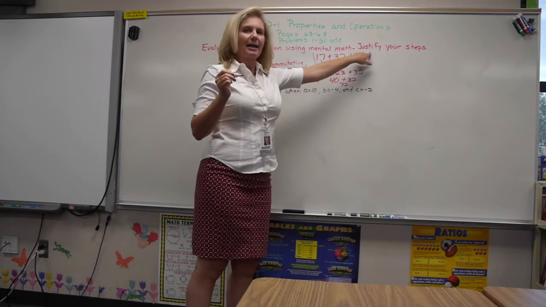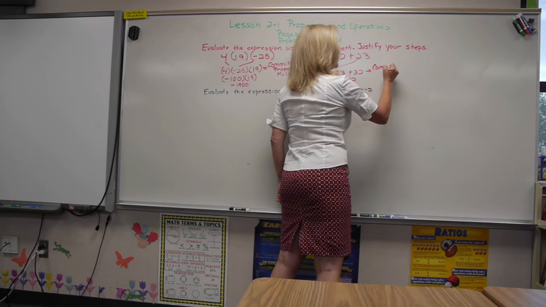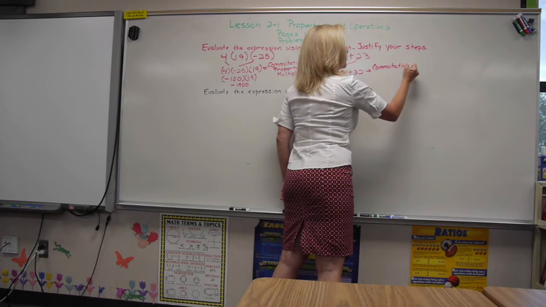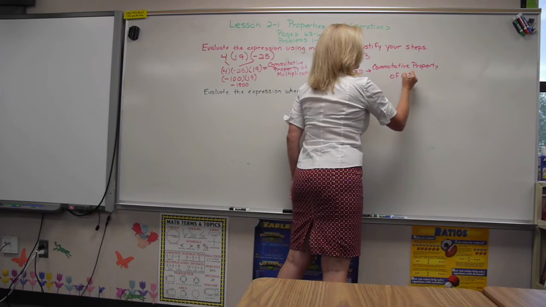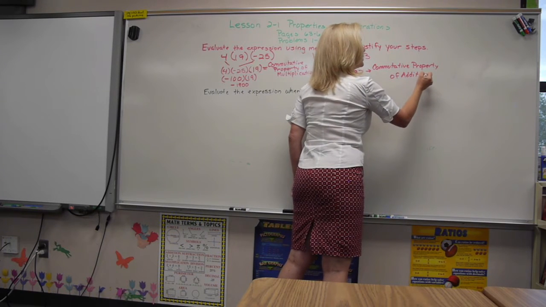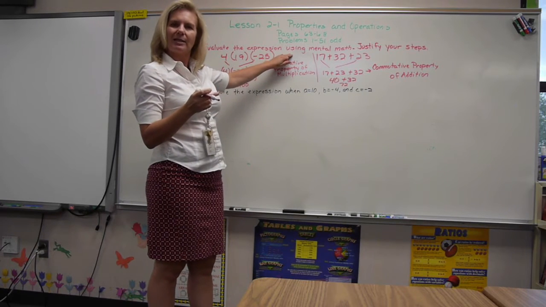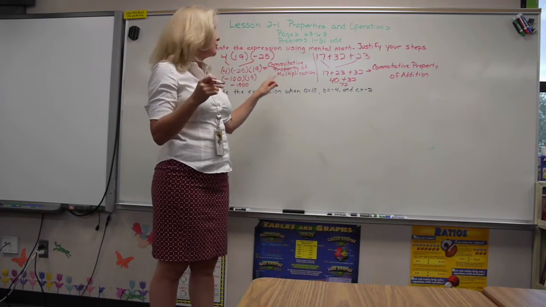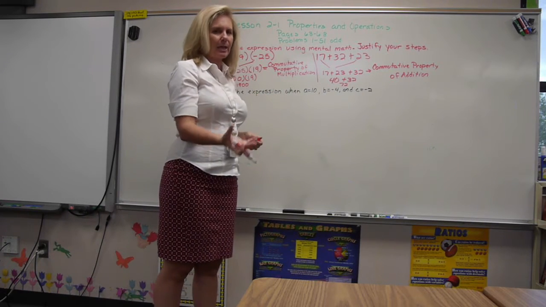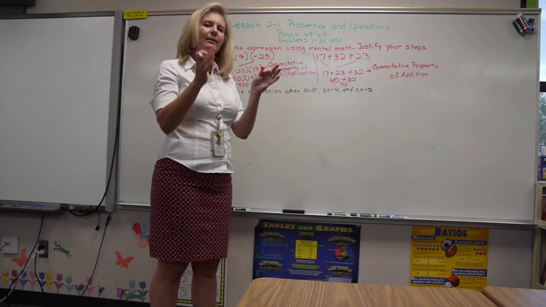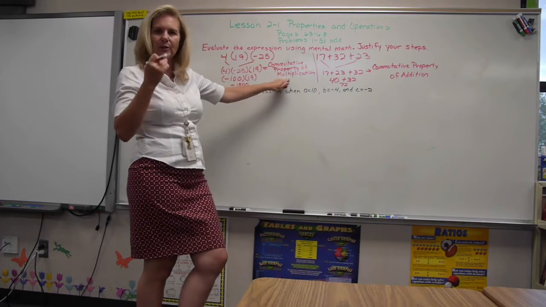So justifying my step, well, what did I use? I used the commutative property of addition. So today when you're doing your problems, when they ask you to evaluate using mental math, it means they want you to be using some of the properties, any of them. It can be commutative, it can be associative, it can be identity, and you're going to be moving the numbers around or moving the parentheses in order to be able to physically do it in your head.